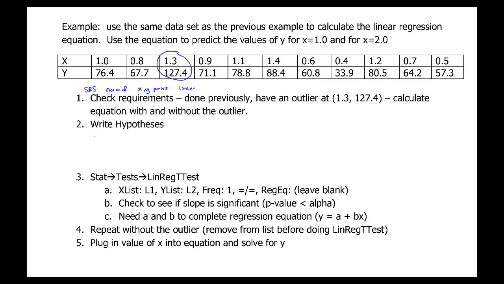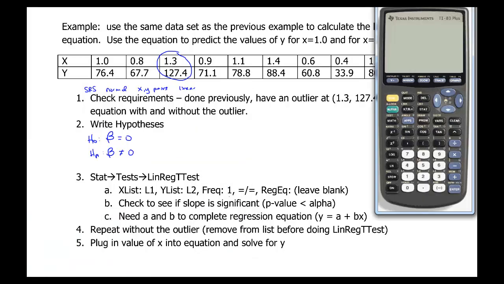Okay. Our hypotheses are very similar to what you did for correlation. We're going to use beta for the slope equals 0. And for the alternative hypothesis, it's not equal to 0. You could also just write the word slope equals 0 and slope is not equal to 0 for your hypotheses. And now we're going to go back to our calculator and use the linear regression t-test, except now we're going to mainly be interested in A and B so that we can write our regression equation.